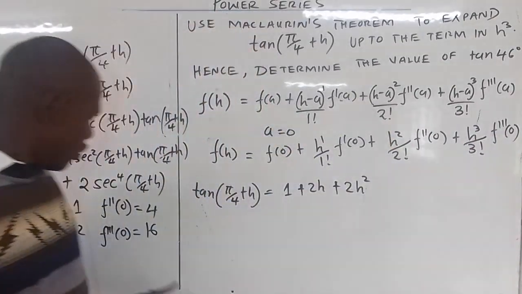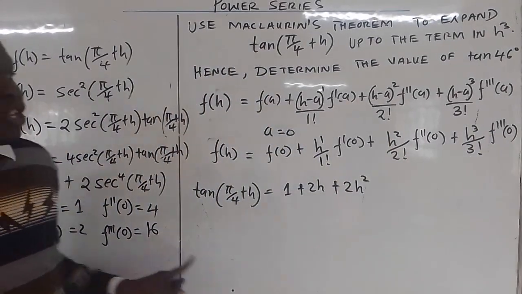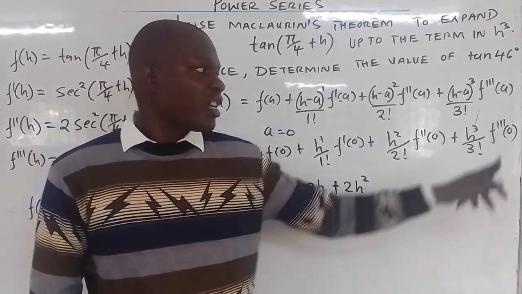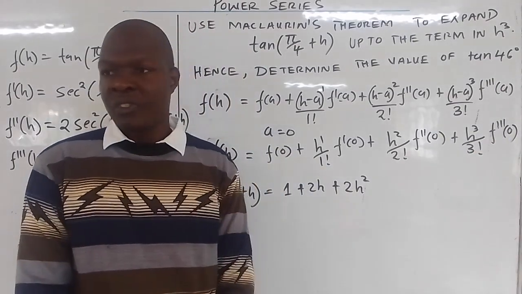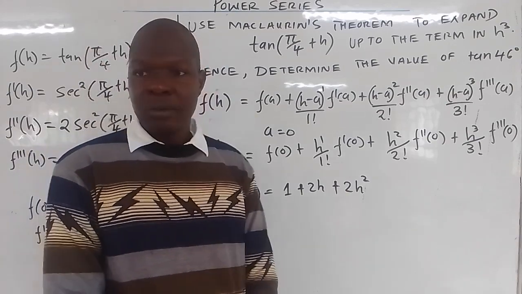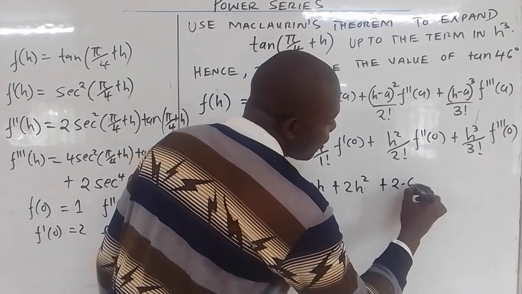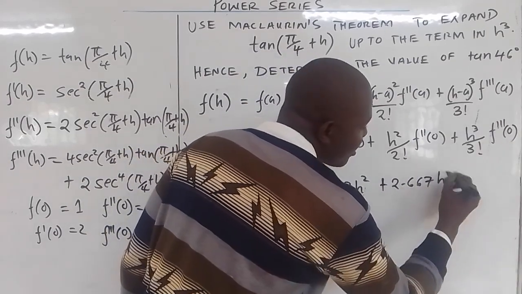F triple prime of 0 you found is 16. 16 divided by 3 factorial. 3 factorial is 6, isn't it? 16 divided by 6? 8 over 3. 8 over 3. Decimals. 2 point. So it is plus 2.667. Then it is times h cubed, isn't it?